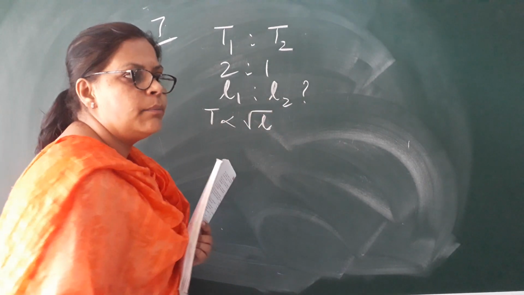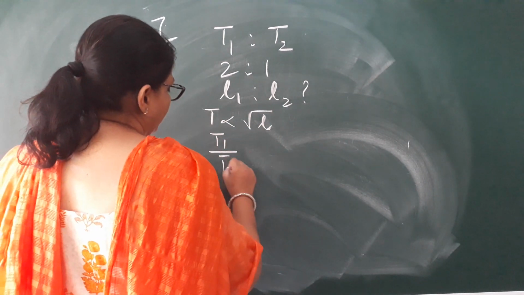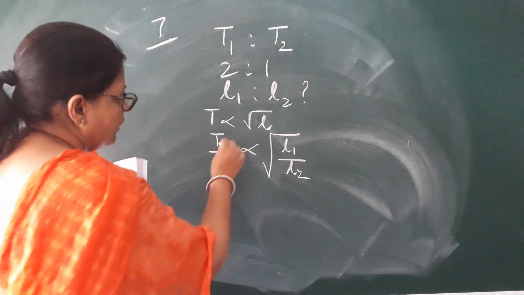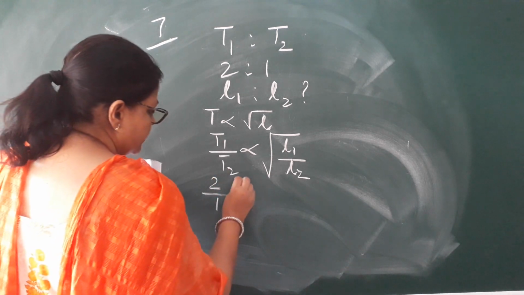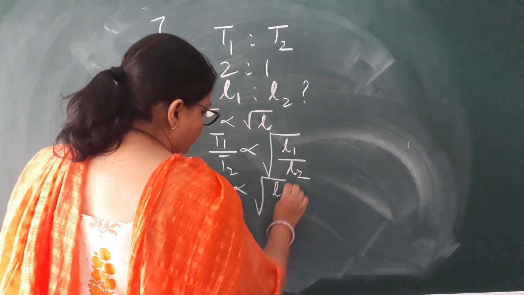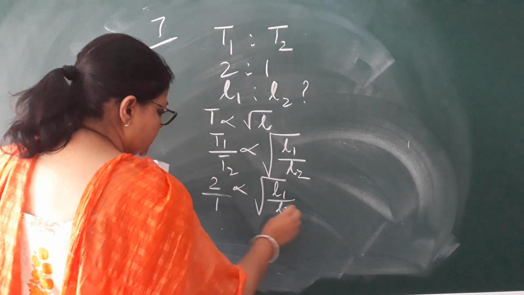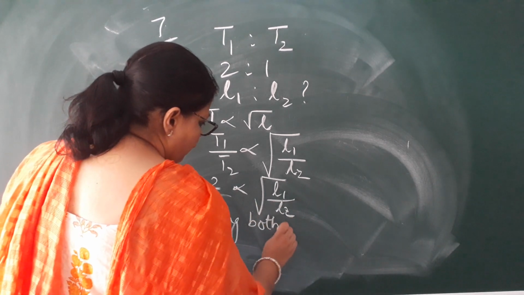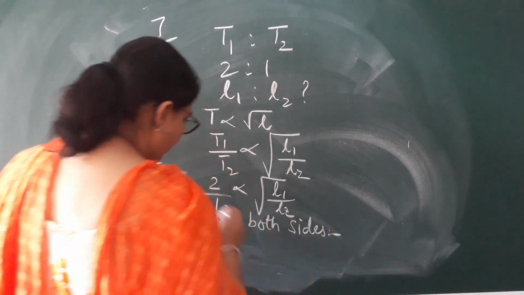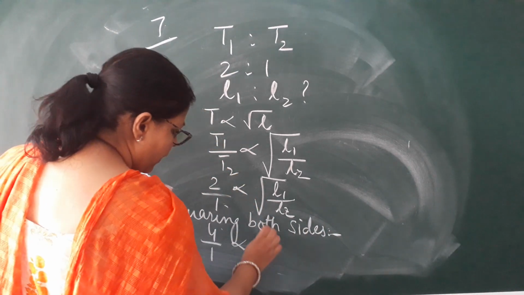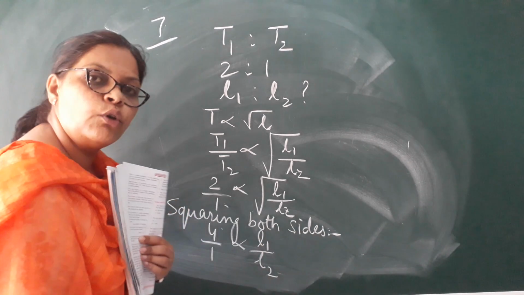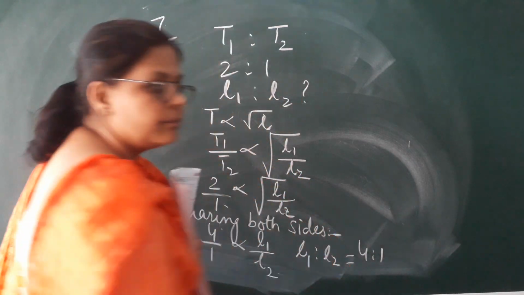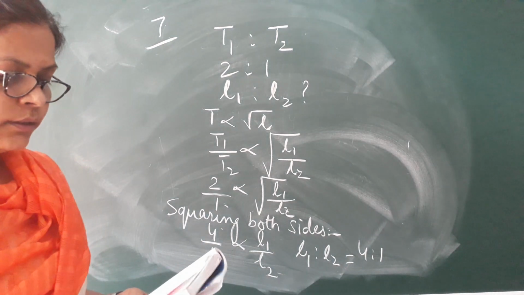We know that T is directly proportional to under root L, so we say T1 upon T2 is proportional to root L1 upon L2. T1 upon T2 is 2 upon 1, and we are supposed to find out the L1 and L2 ratio. So what we'll do, we'll square both the sides. Squaring both sides, what do we get? We get 4 upon 1 is proportional to L1 upon L2. So what is the ratio of the length? L1 ratio L2 will be equal to 4 ratio 1. Okay, so this way we solve this numerical.